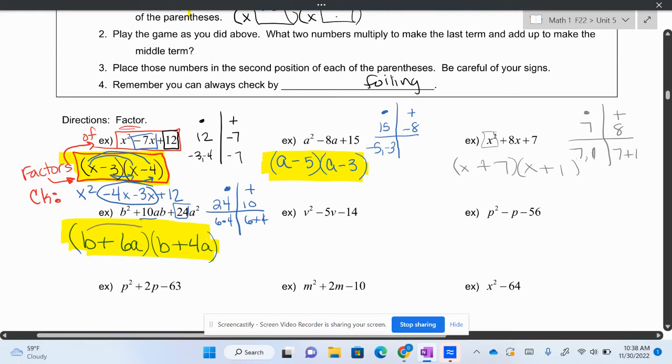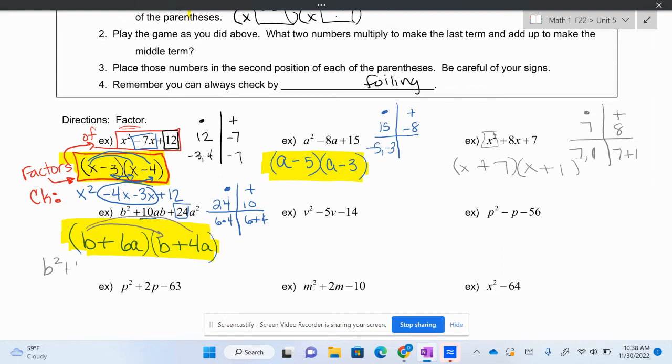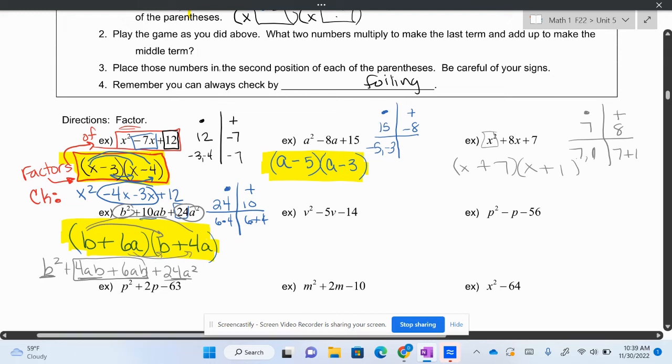Let's see, or FOIL this, sorry. B times b is b squared. B times 4a is a positive 4ab. 6a times b is a positive 6ab. And 6a times 4a is a positive 24a squared. So b squared and 24a squared, that's what I was looking for. And 4ab plus 6ab, well, these two terms combine to make the 10ab. So we did it properly.